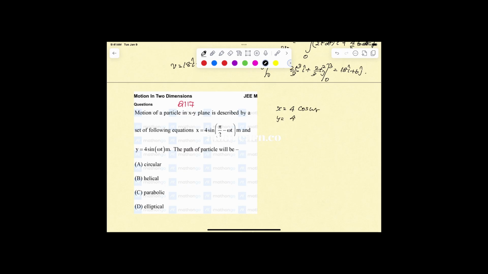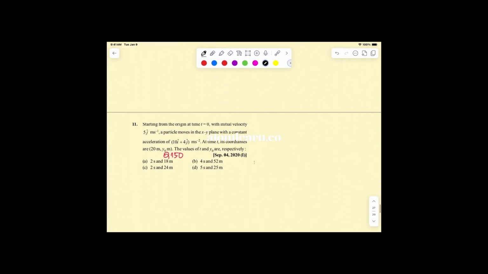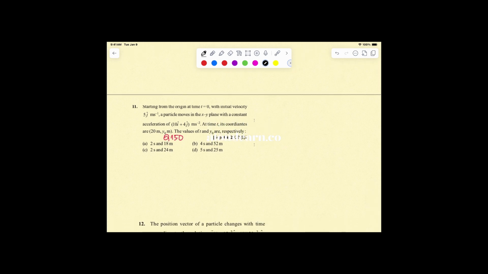y is given as 4 sin omega t. Therefore, you can simply say it is a circle, because cos omega t becomes x by 4 and sin omega t is y by 4. Now square and add, you get x squared plus y squared equal to 4 squared. Why? Because cos squared plus sin squared becomes 1. Which is nothing but 4 is the radius of the circle. Right, circle. Next question.